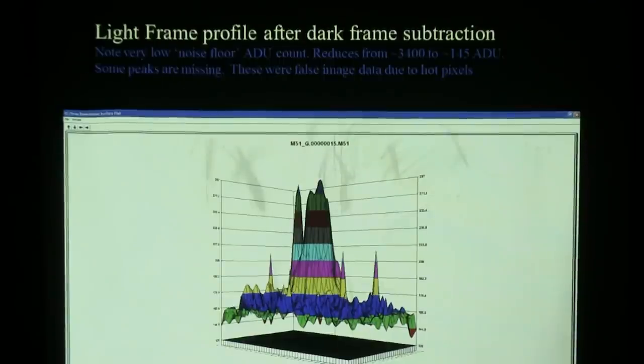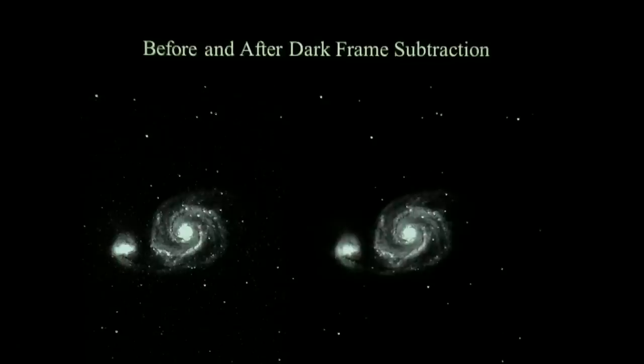And here's the profile again. All right, it looks the same, right? But did you notice though? Look at the ADU count now. Now we're down to, oh, we went from 3,400 to 145. So all that noise is gone. The only small stuff you'll have is random noise shots. And also there was another peak over here. I don't know if you noticed it in the other slides, but that's gone too. So all that false data that you thought was stars. Here's a before and after shot. And this is with one frame.